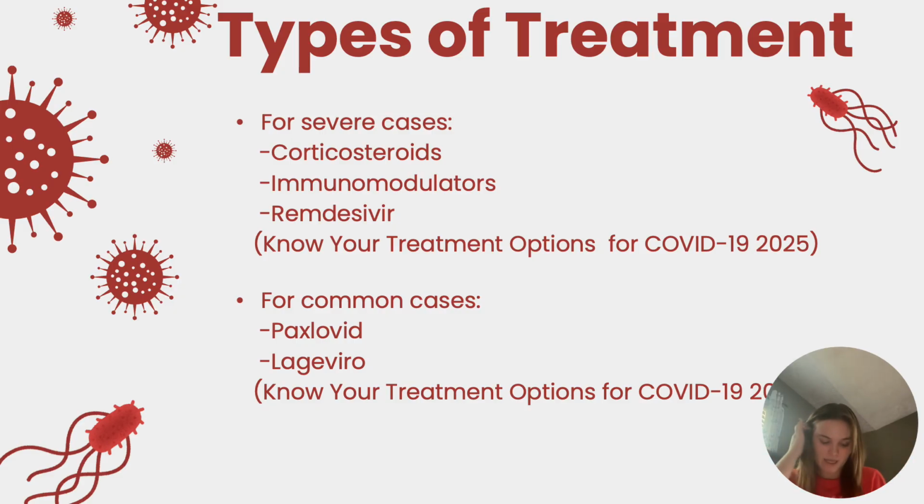And then for more common cases, there's Paxlovid, which is mostly used in young kids, and it stops COVID from multiplying in the body. And then Lagevrio, which stops copies in the body by tricking the virus into building errors into the genetic code of the virus.